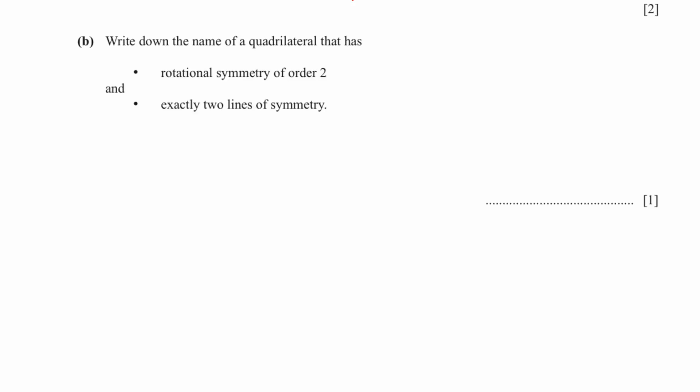Part B. Write down the name of a quadrilateral that has rotational symmetry of order 2 and exactly 2 lines of symmetry. For this, you need to have two sides which are equal and parallel. So there are two shapes which have opposite sides that are equal and also parallel. That is the rectangle and rhombus.